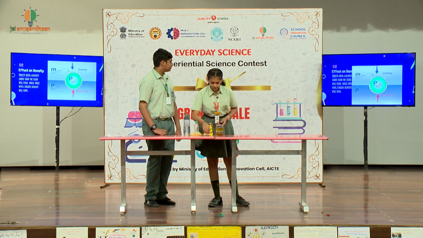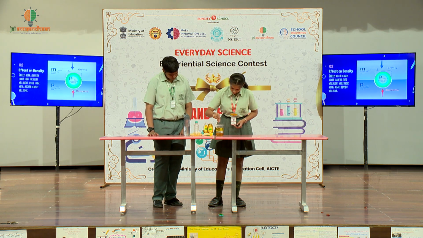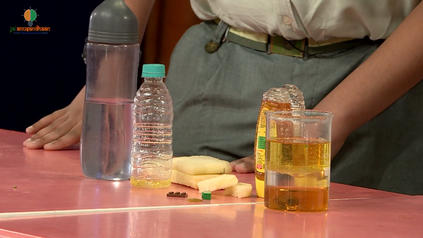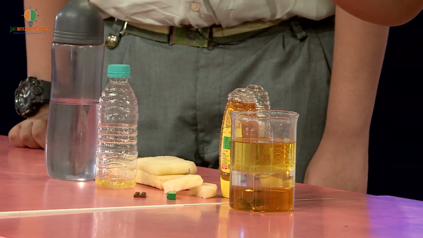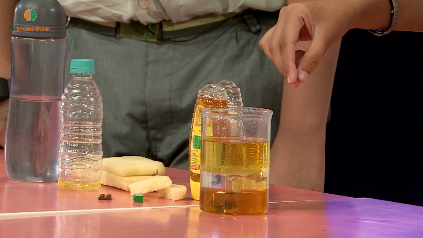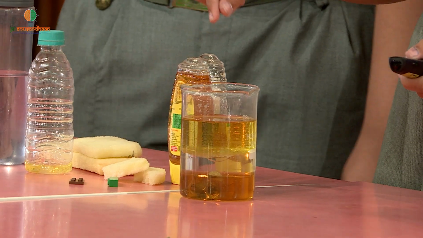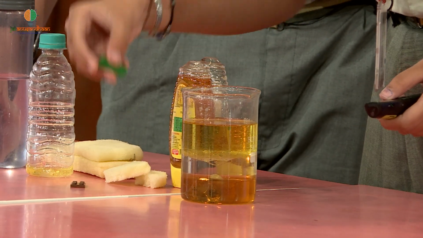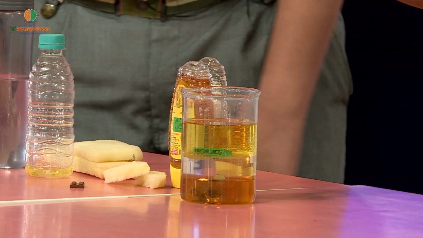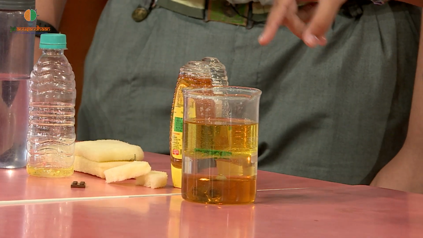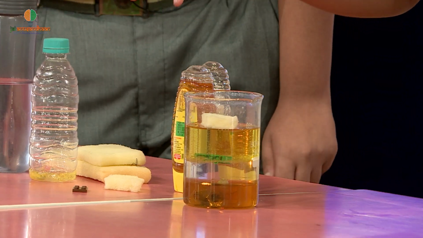Now we'll observe how different objects react to these liquids. First up, we have a nut. As you can see, it has sunk to the bottom of the beaker. Next up is a raisin. The raisin is floating on honey but has sunk in water. Next up, a Lego piece. As you can see, it's floating on water but it's sunk in oil. Lastly, a sponge, which is floating on the oil.